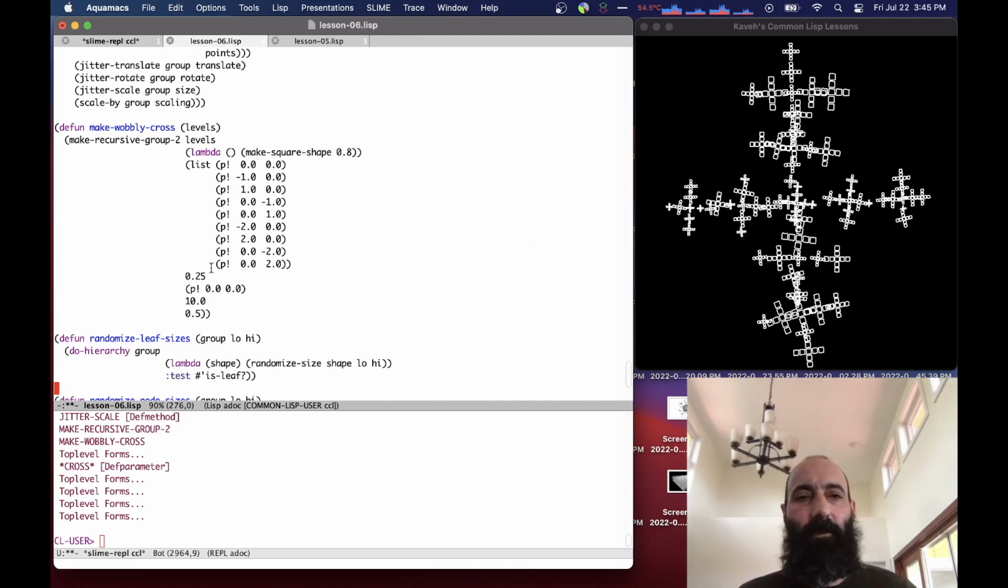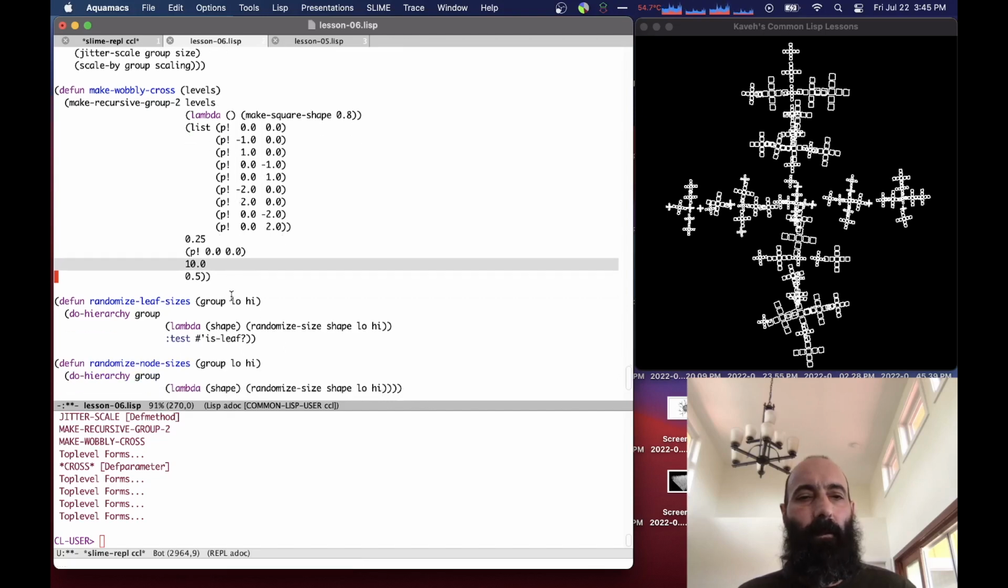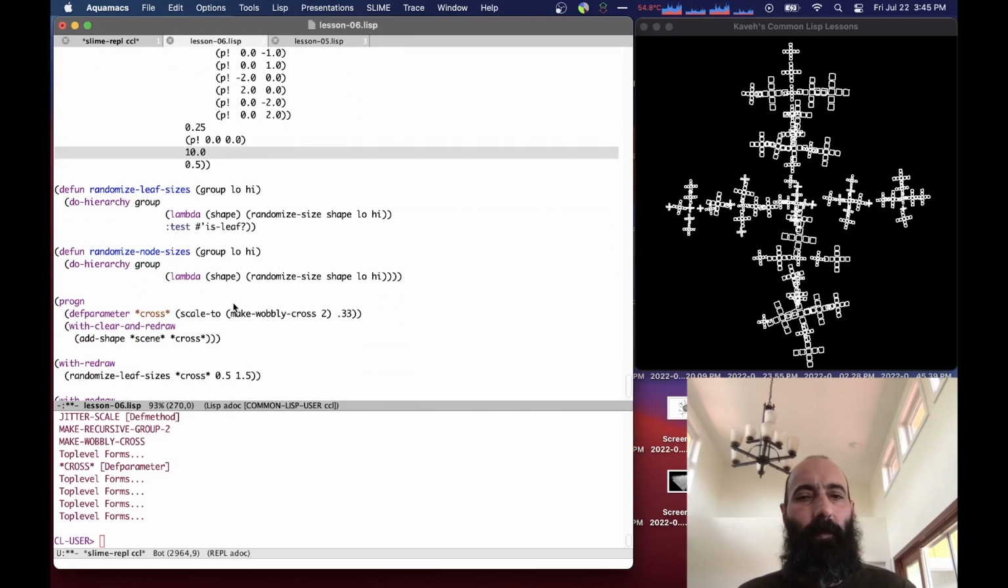Sorry about that interruption. So the Wobbly Cross basically does no translation jitter, but it does a 10-degree jitter, so it'll vary the rotation of the shapes between minus 10 and plus 10 degrees, and it'll scale them down by 0.5. So this is what we get when we take our cross pattern and we do the Wobbly Cross version of it.